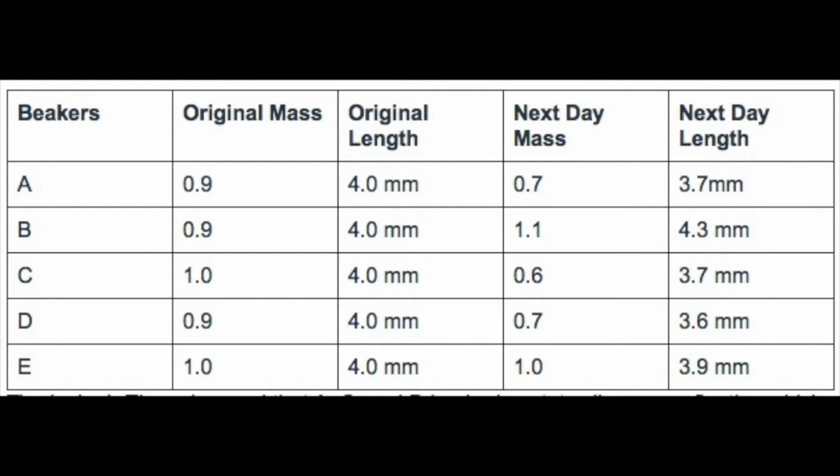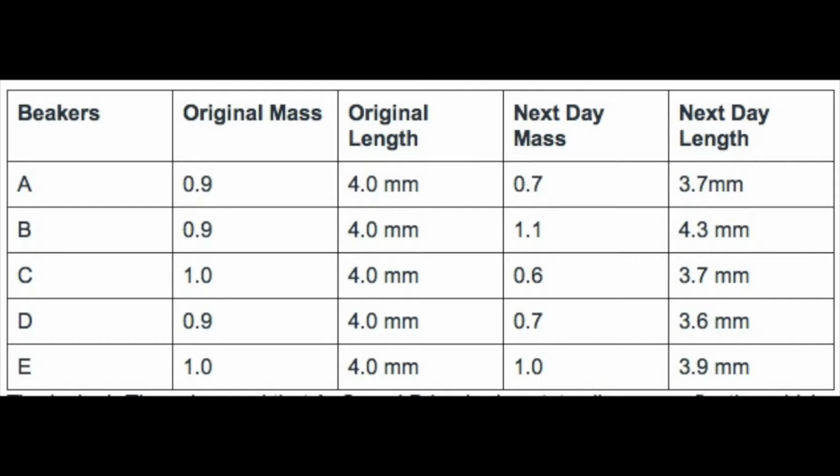The data is as follows. In beaker A, the potato's original mass was 0.9 grams. The next day, its mass was 0.7 grams. Its original length was 4 millimeters, but the next day, its length was 3.7 millimeters. In beaker B, the original mass was 0.9 grams, and the next day, it had a mass of 1.1 grams. Its original length was 4 millimeters, and the next day, its length was 4.3 millimeters.